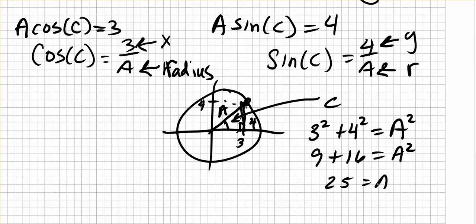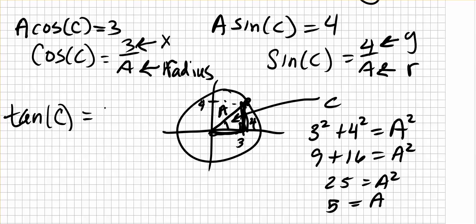25 is equal to a squared, or a is equal to 5. Because this is a radius of a circle, a is always positive. Now, for our angle C, we have the adjacent side and the opposite side. So that means we can take the tangent of C and say that's equal to 4 over 3, or C is equal to the inverse tan of 4 over 3.